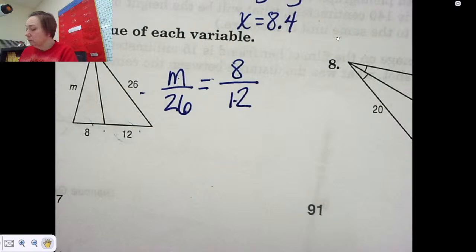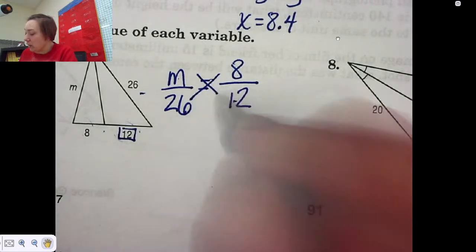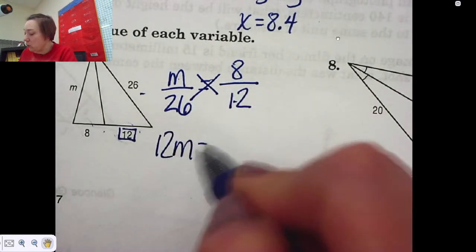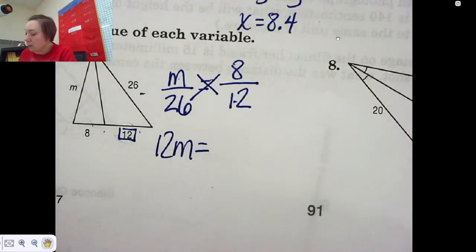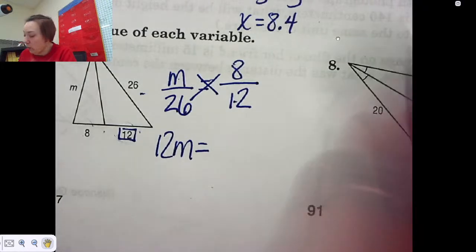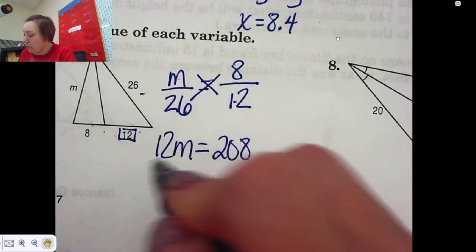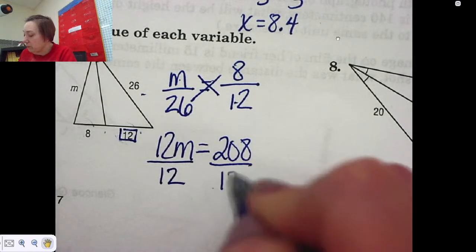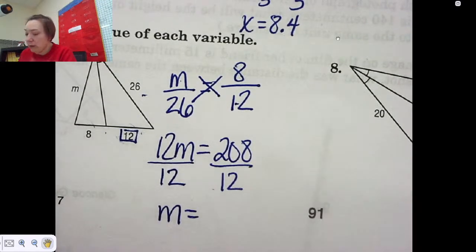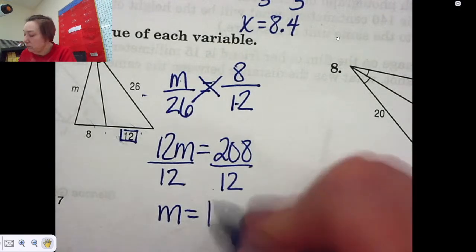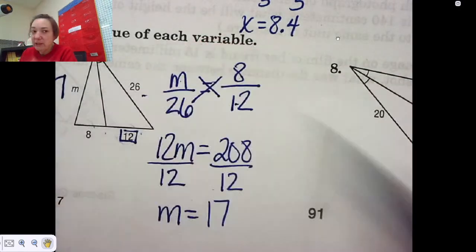Is that 12 or 1 times 2? It's 12. I just accidentally got a dot in the middle there. That's a 12. It's this 12 right here, Jackson. Okay, so we're going to multiply these. So we're going to have 12m equals 26 times 8, 208. And then we're going to divide that by 12. So what does that give us for m? So this side over here is 17.